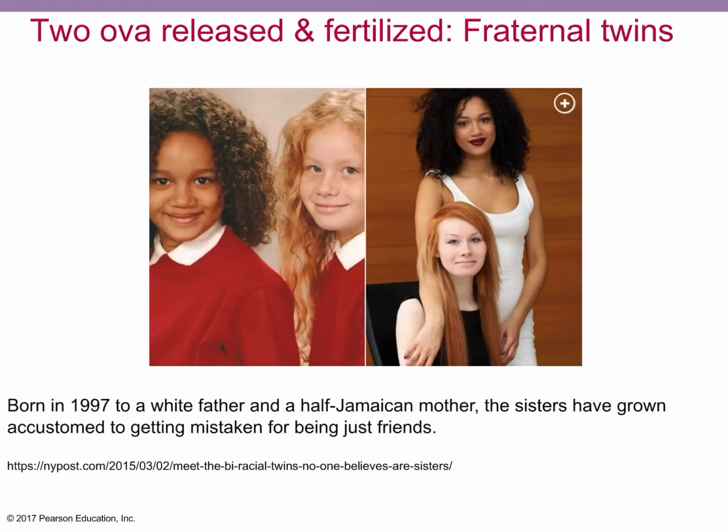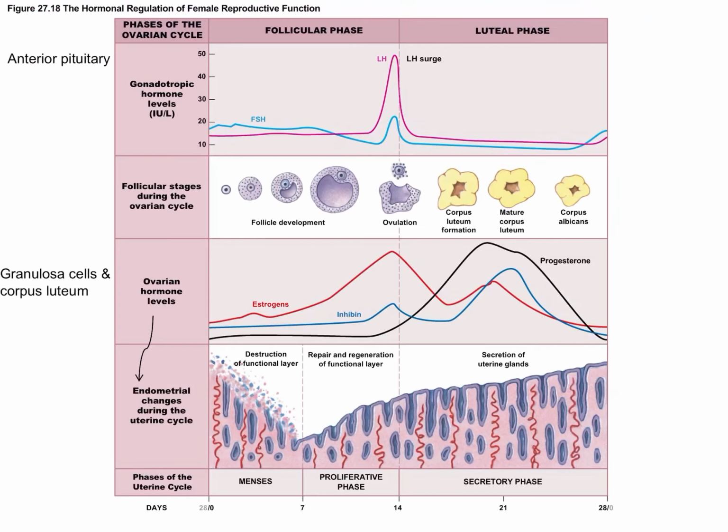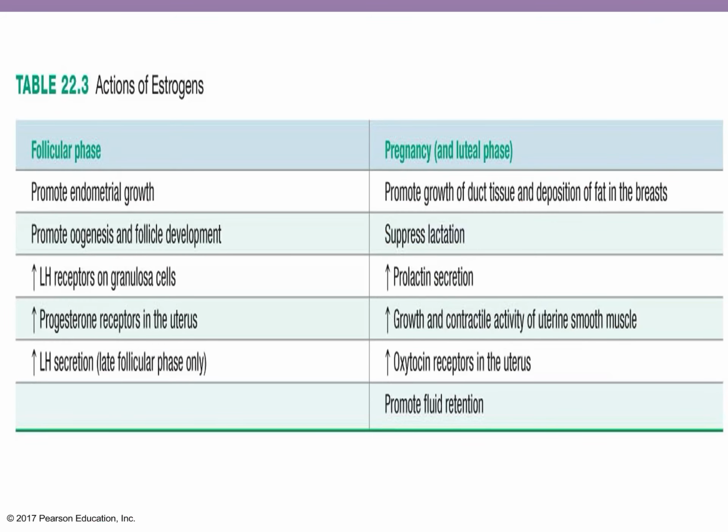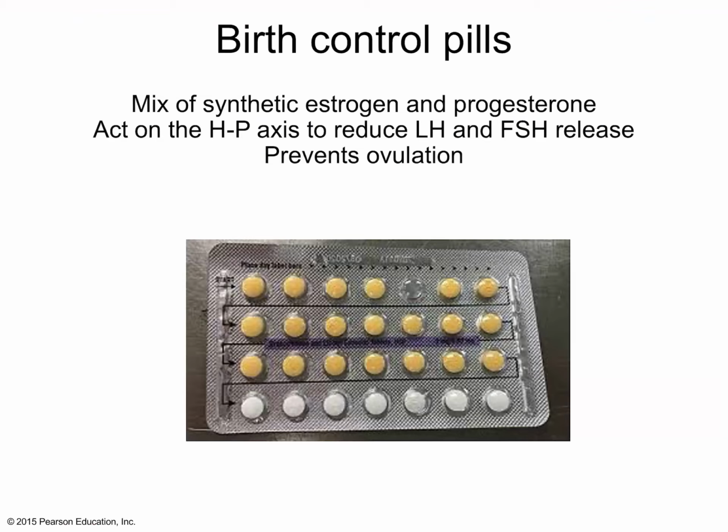So quick thing about the birth control pills right here. Birth control pills are a mix of estrogen and progesterone, synthetic estrogen and progesterone, and they basically act on this hypothalamus pituitary axis. They're going to reduce the amount of LH and FSH release, and they're going to prevent ovulation.